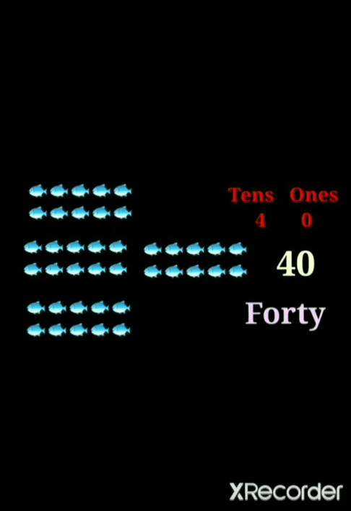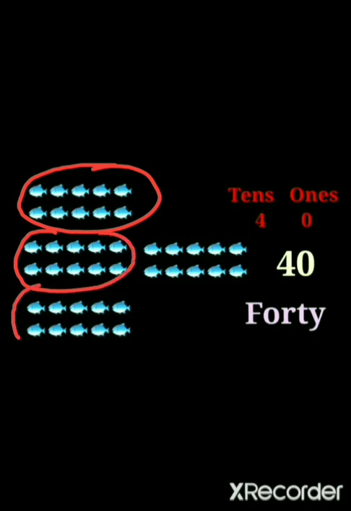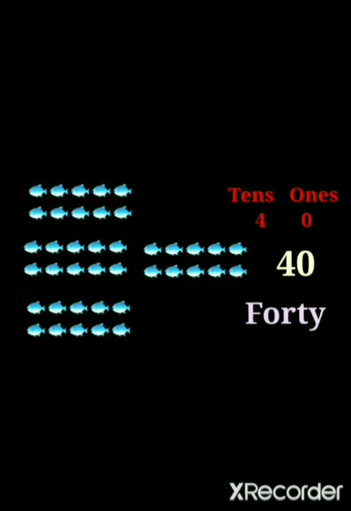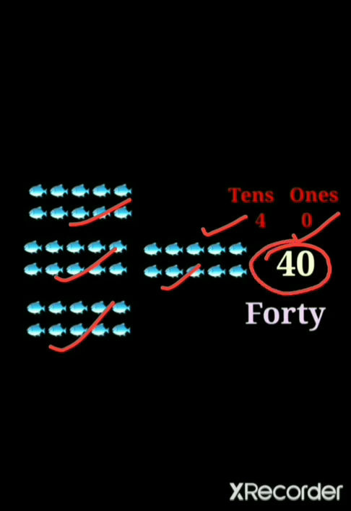40 you can understand with the help of this example. You can see group of 10 fish, again group of 10 fish, group of 10 fish, and here also group of 10 fish. Total 10 plus 10 plus 10 plus 10, 40. You will write 4 tens plus 0 ones. Number is 40 and the spelling is FORTY, 40.